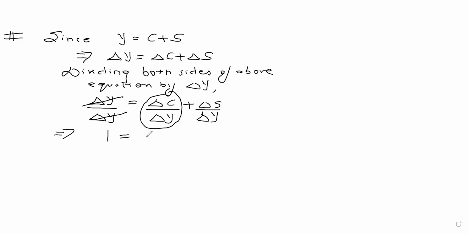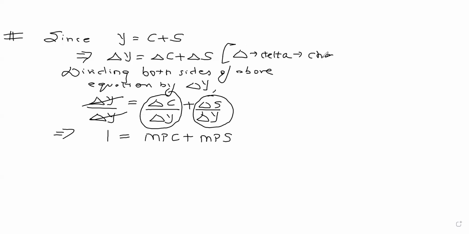Delta c by delta y mathematically is the formula for marginal propensity to consume. Delta s by delta y is nothing but the formula for marginal propensity to save. Delta here means the change. In the bracket, I can write delta. This is delta symbol, which captures the change. So I can say that the sum of MPC and MPS should be equal to 1.